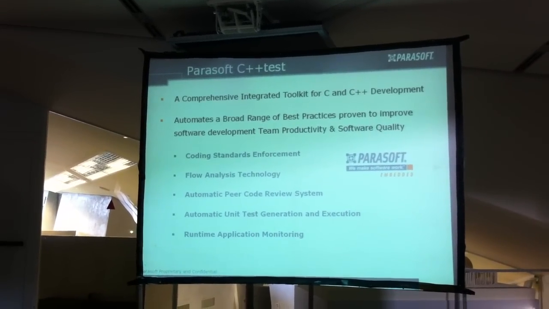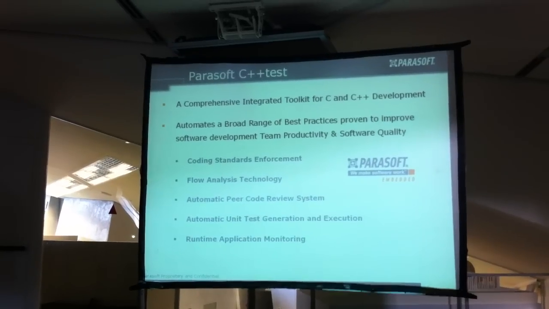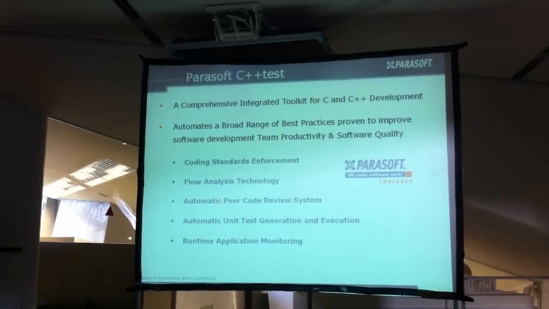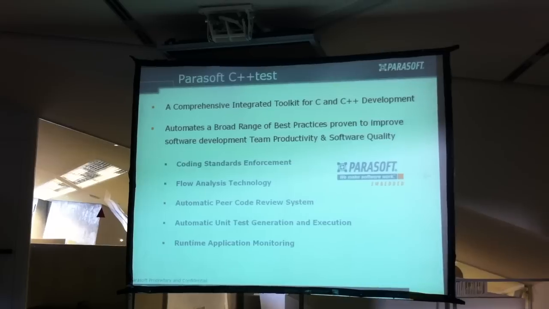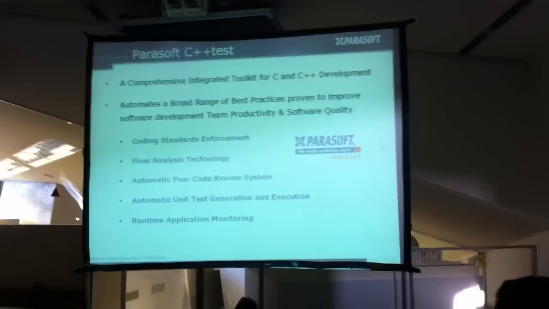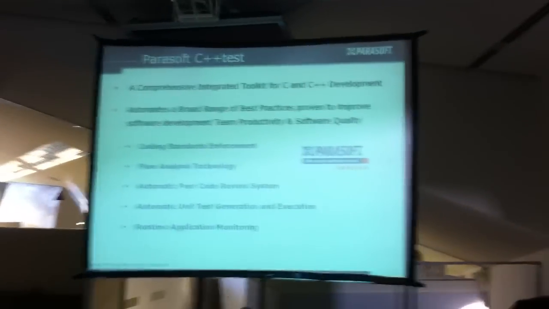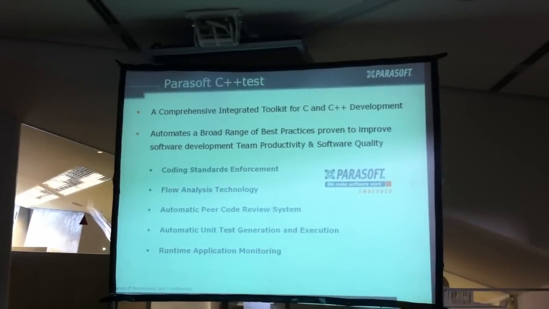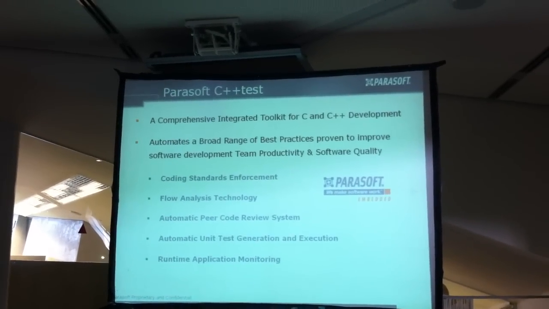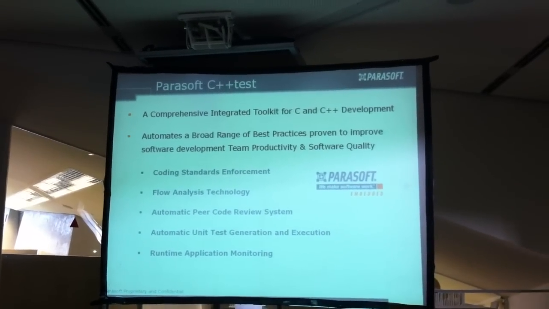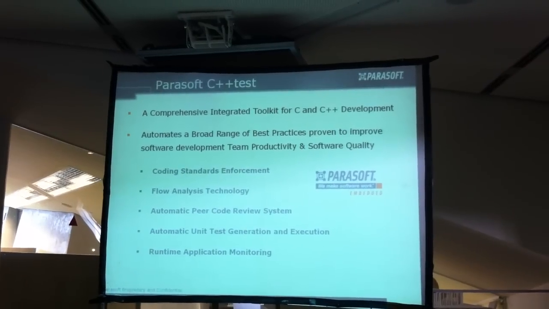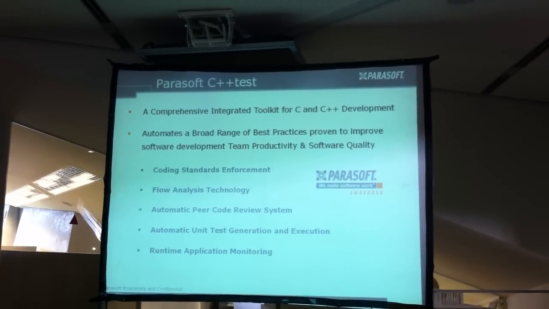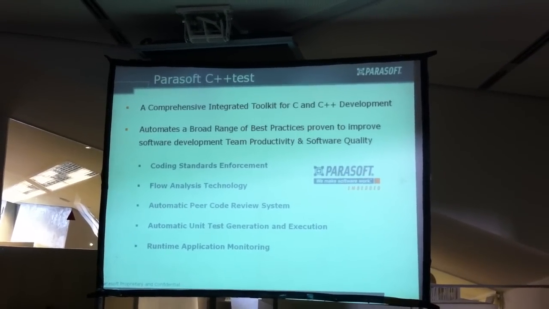So we have coding standards enforcement, which is a type of static analysis, not to be confused with flow analysis, which is the other type of static analysis that a lot of you might be familiar with. This is where you're scanning for things like memory leaks, buffer overflows. You might get false positives, false negatives, things like that. The static analysis pattern matching is something different. That's the coding standards enforcement.